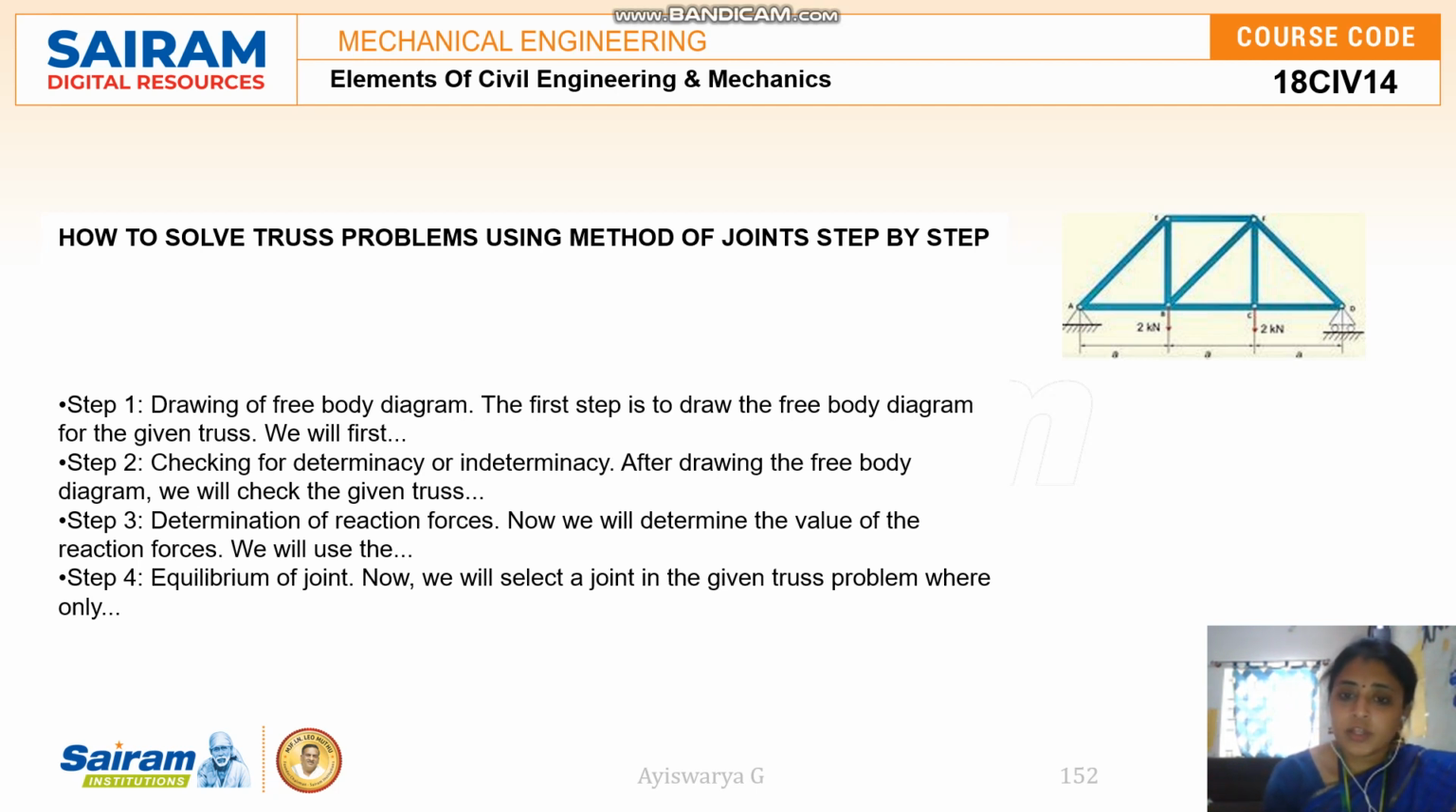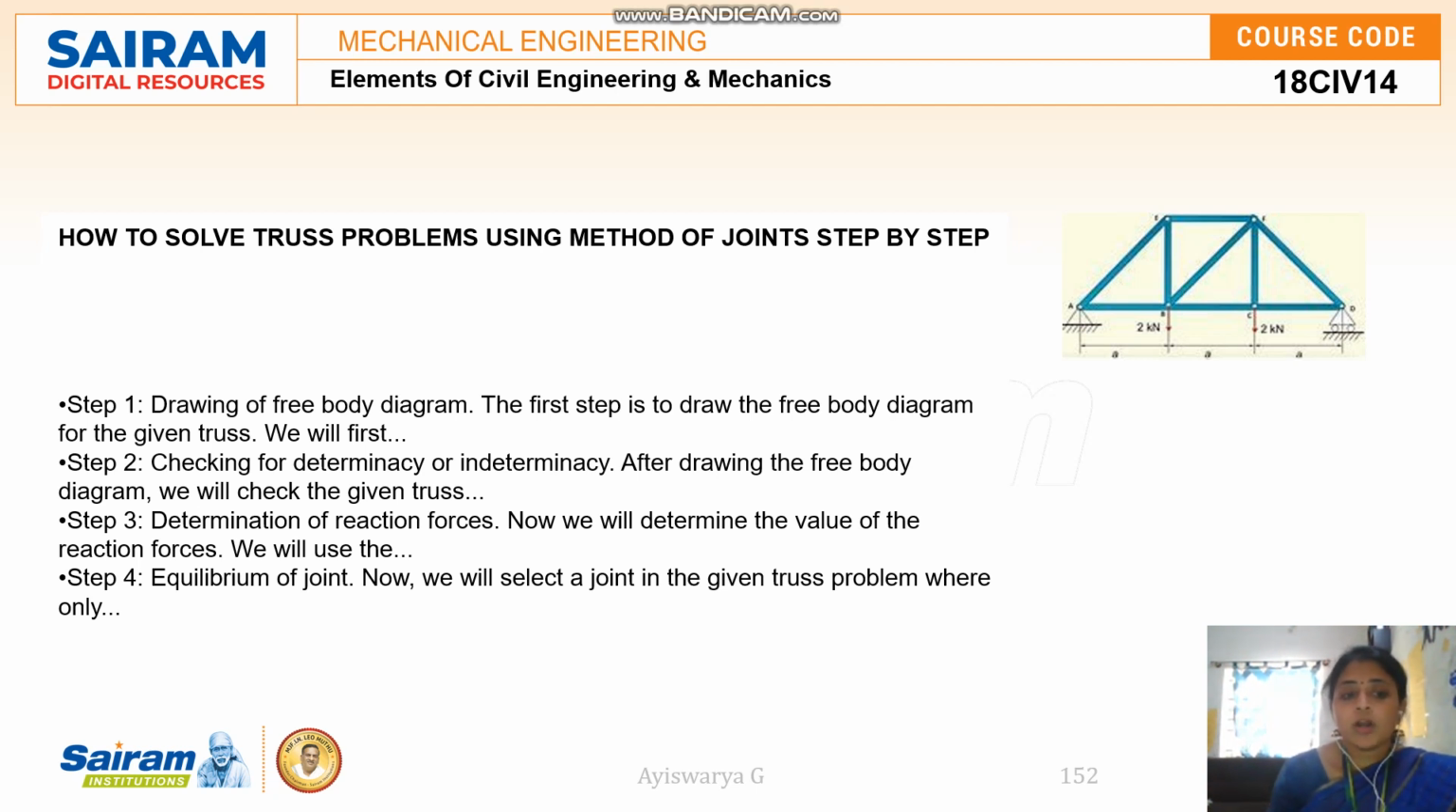In the method of joints, you will be using the equilibrium conditions, summation of Fx equal to 0 and summation of Fy equal to 0. But in the method of section, you will be calculating horizontal forces, vertical forces, and also moment. So you will not be using the moment equation for solving the joint numerical, but taking the forces into consideration is very important in the method of joints.